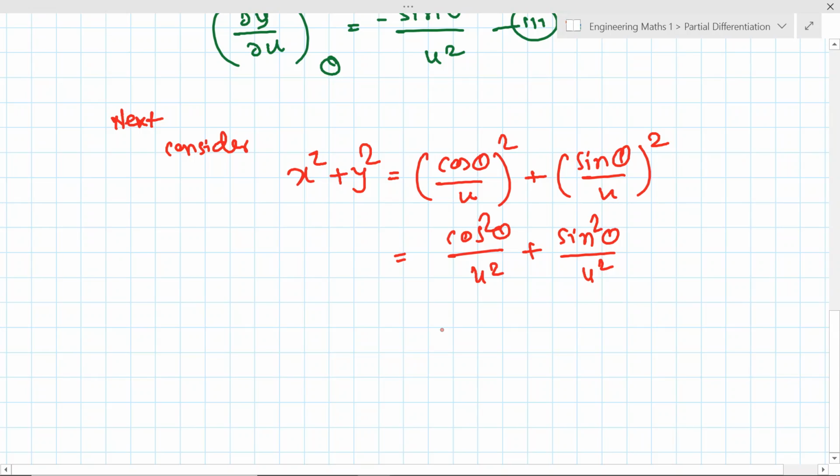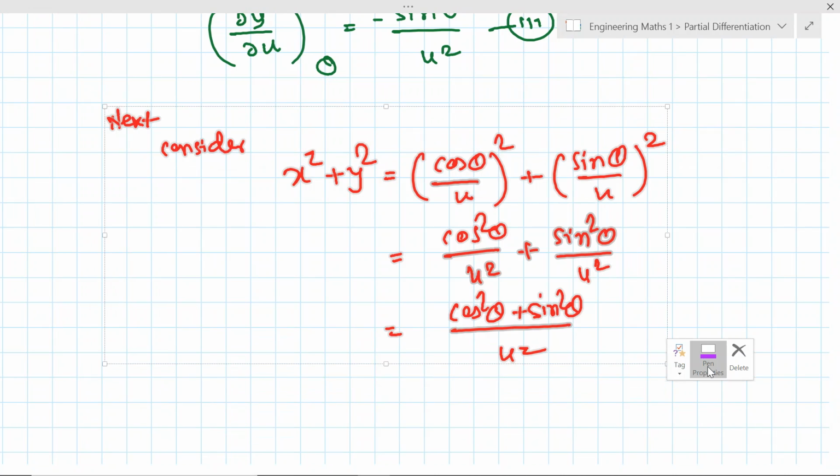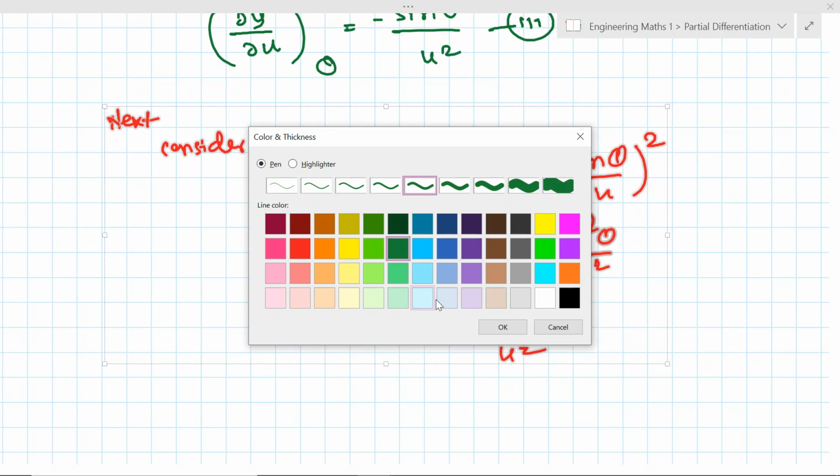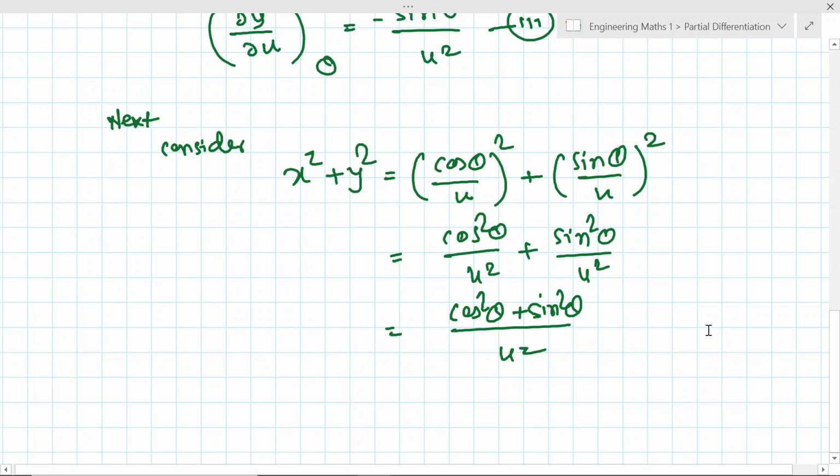Now the LCM is the same, so take the addition of numerators. This is cos square theta plus sine square theta, divided by u square. Am I right? Yes or no? This is very important to remove the theta, and this is the procedure that we have. So this is upon u square. What is cos square theta plus sin square theta? What is the value of this? So this is 1.